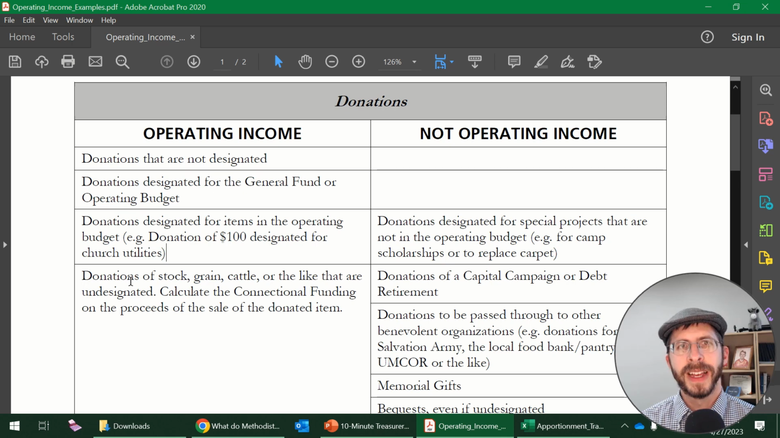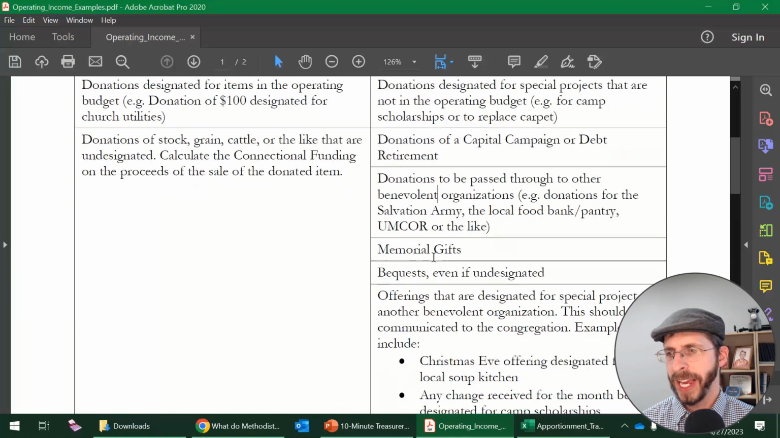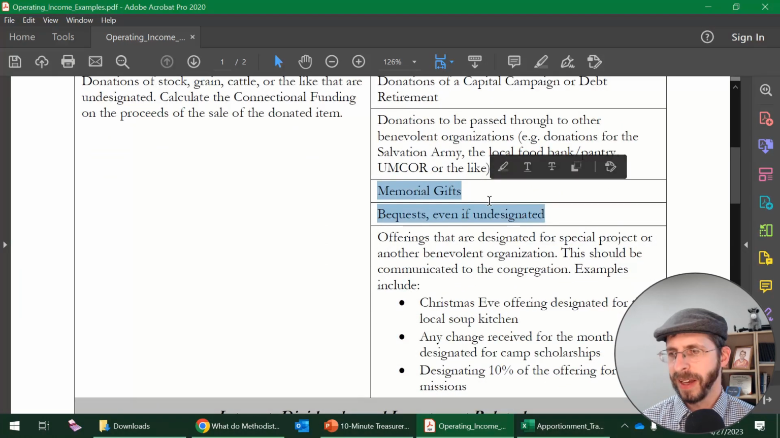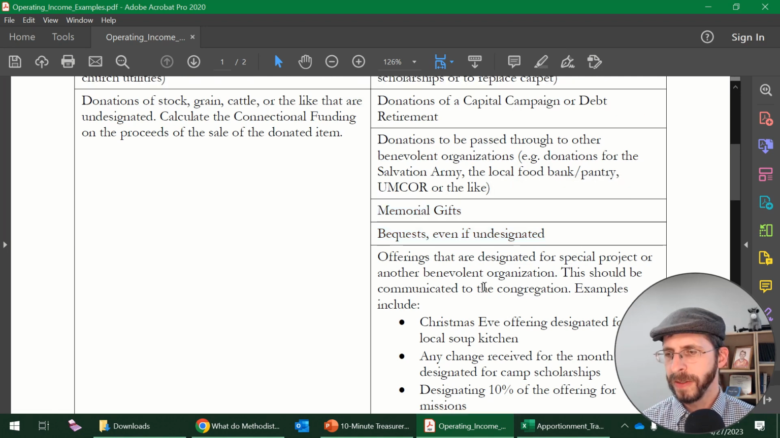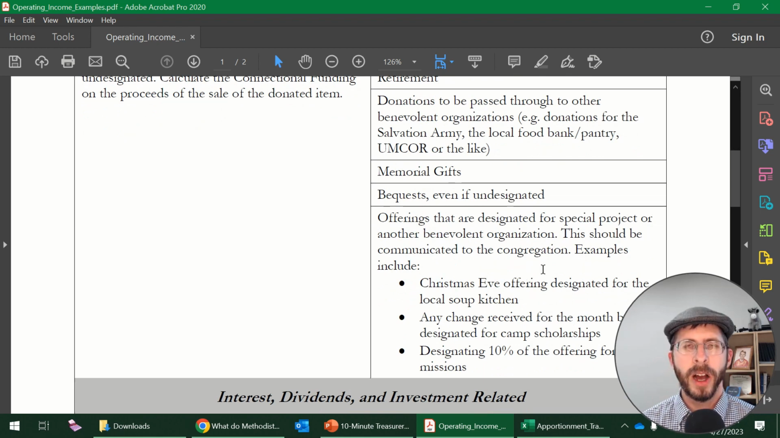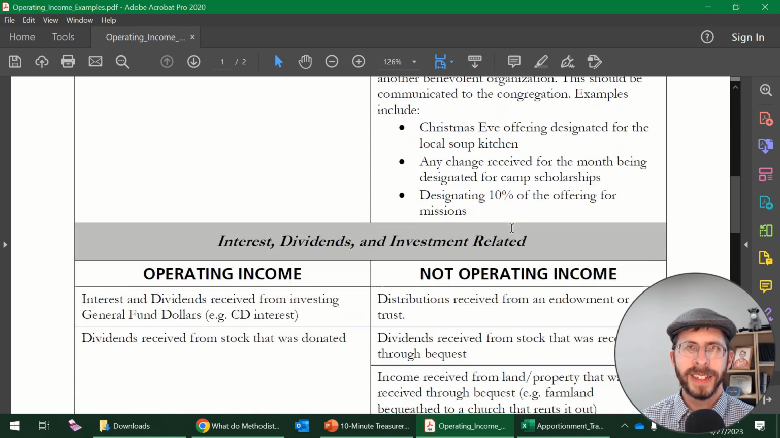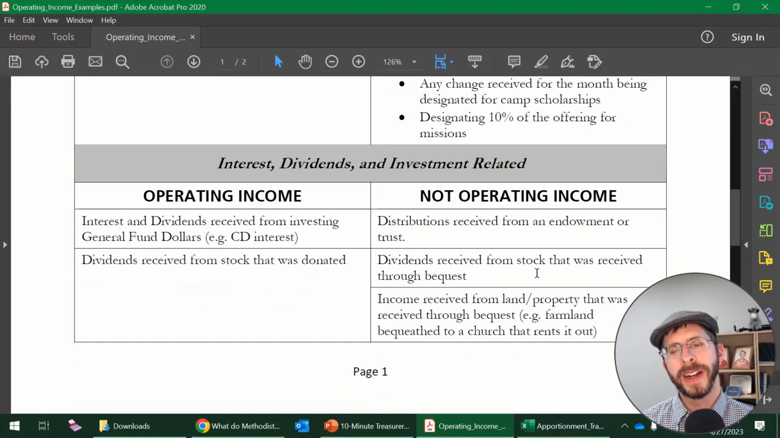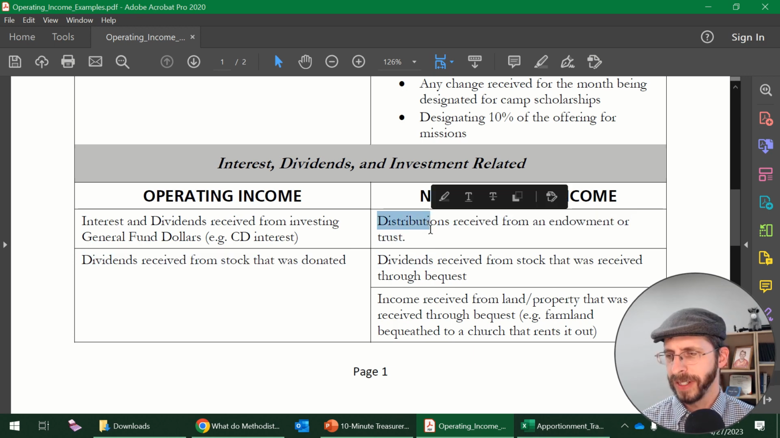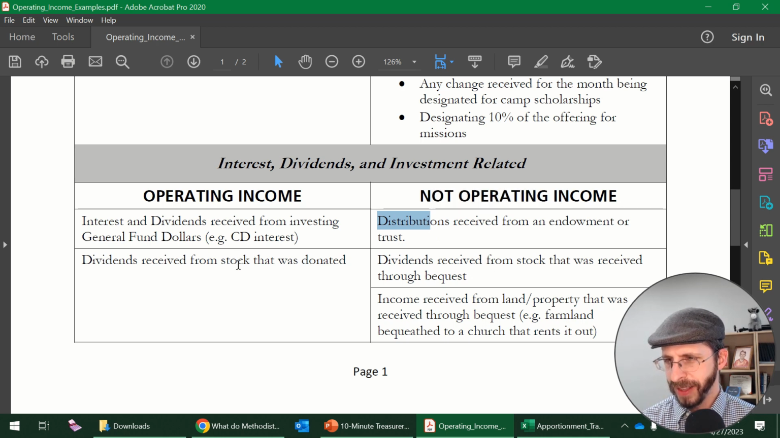The other thing is, if somebody gives a non-cash gift, I would wait until it's sold before I pay anything for connectional funding on that, because you just don't have the cash available yet. There are a lot of items on the do not include list: memorials and bequests. I would also include there endowment income. Even if it's undesignated, I always think of it as new money versus old money. That was from people we had served in the past, and now the new money is from people we're currently serving. All right, let me see.